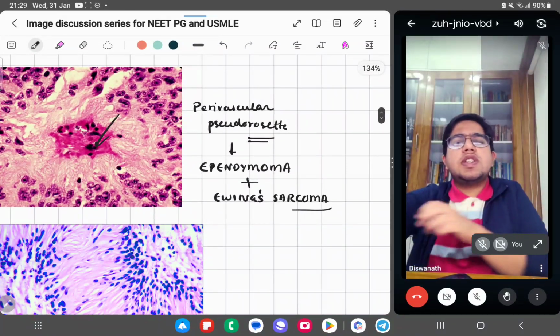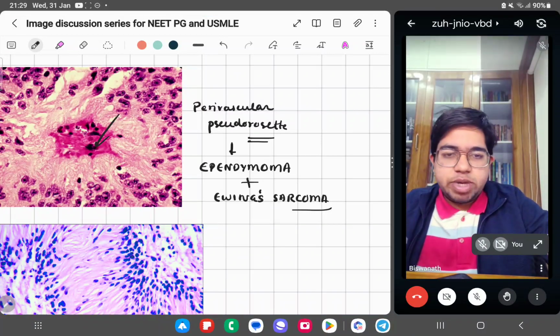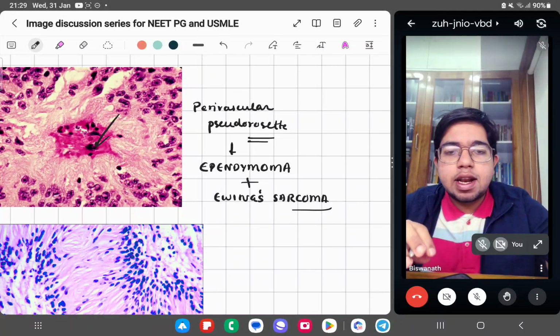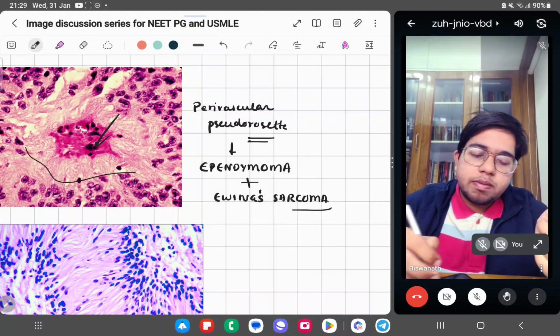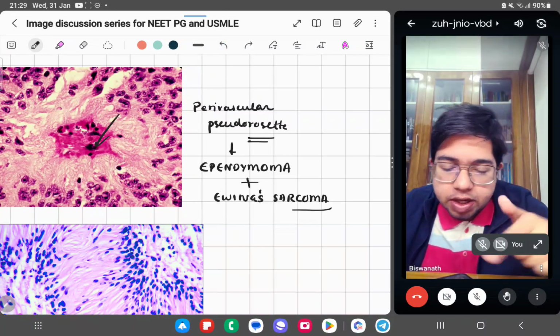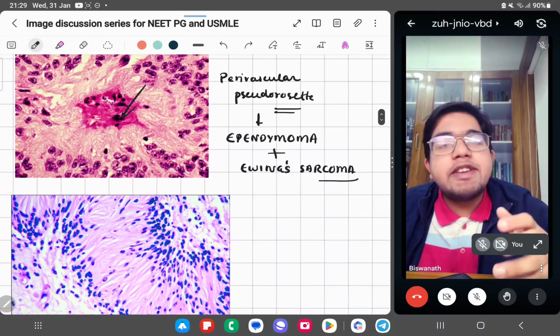The perivascular pseudorosette is basically a basic concept: you have the blood vessel and surrounding it are the tumor cells and all. These are your perivascular pseudorosettes.